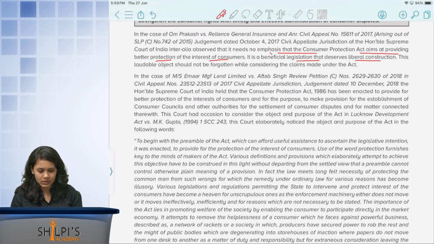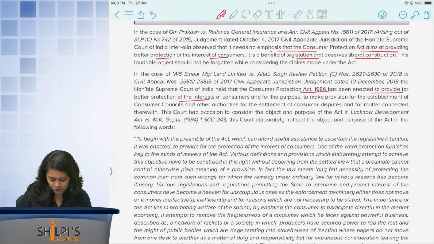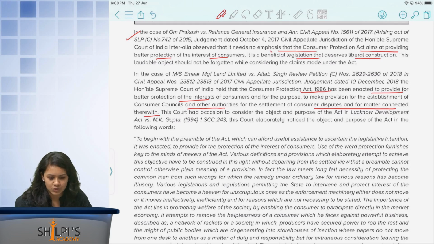We'll also look at the next case law, that is, we have the MGF Land Limited versus Aftab Singh review petition, wherein they said that the Act was enacted to provide for better protection of consumers and to establish consumer councils for the settlement of disputes and matters connected therewith. And when we come back to the first case of Om Prakash versus Reliance Insurance, they're saying that it's a beneficial legislation. That means you must not interpret this law in its strict aspect. It is a law that must be given its widest interpretation possible.